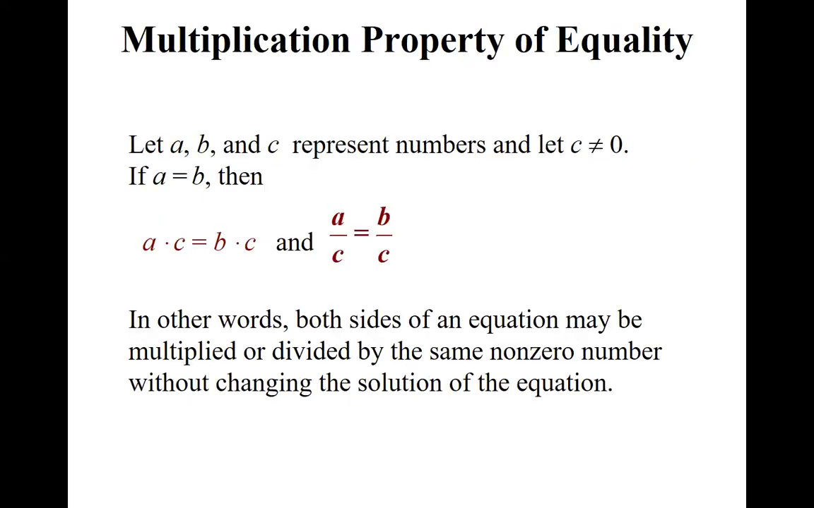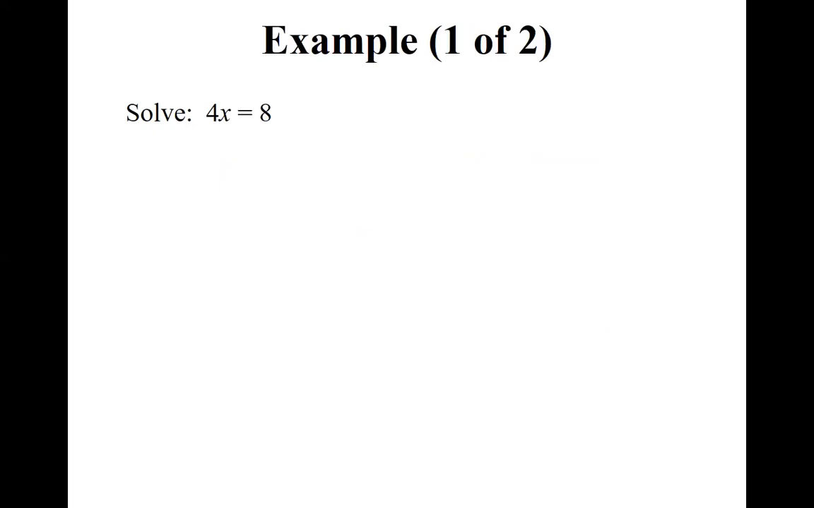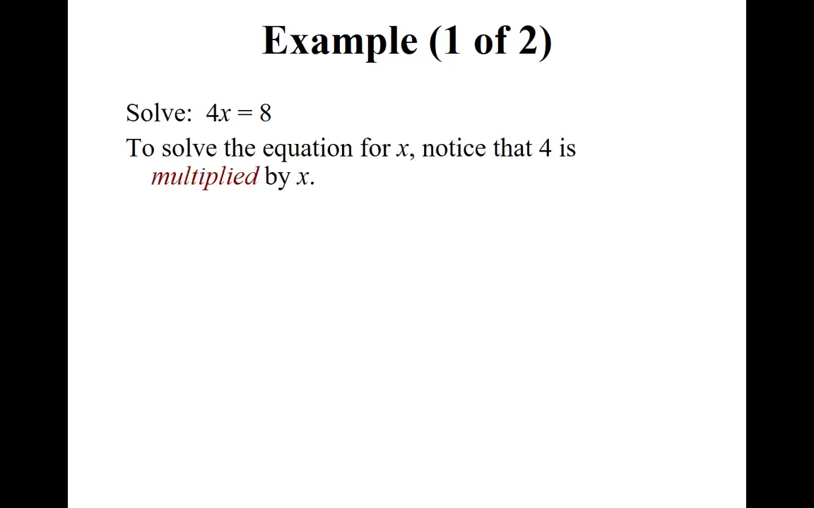We have a multiplication property of equality. In the addition property, we were able to add or subtract the same thing from both sides without changing the value. This property tells us we could multiply or divide both sides by the same thing and not change the value. So with 4x equals 8, that's 4 times x. We need to undo times. We do that with dividing. Divide both sides by 4.